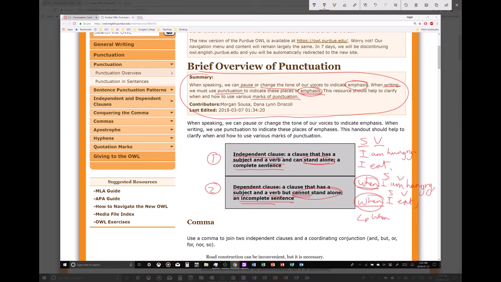For example, I might do something like this: When I am hungry, I eat. Or I can write, I eat when I'm hungry. Like that, see? So, two key parts in a sentence: an independent clause and a dependent clause.